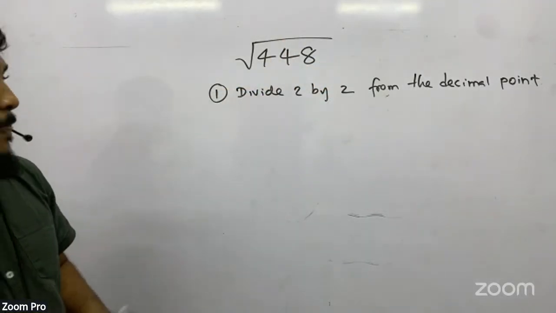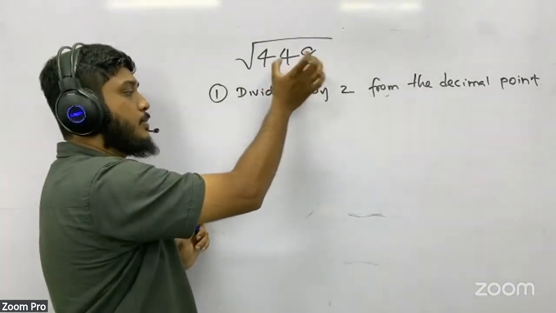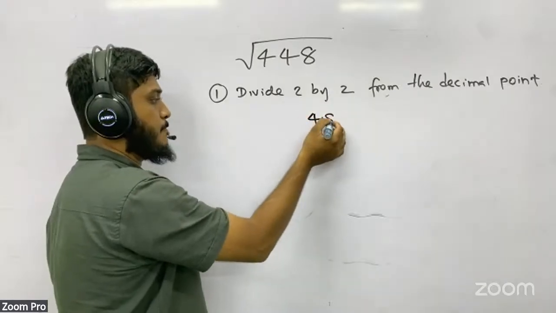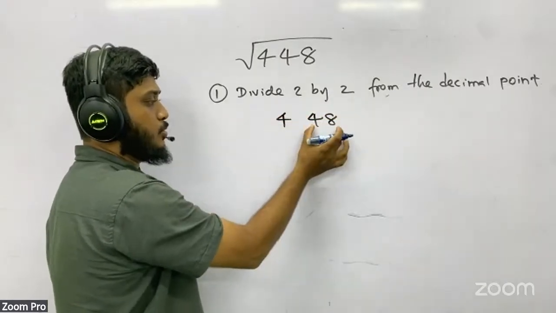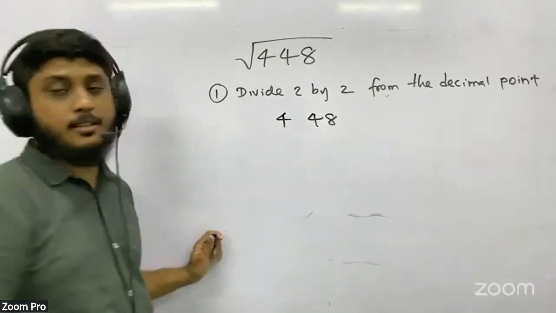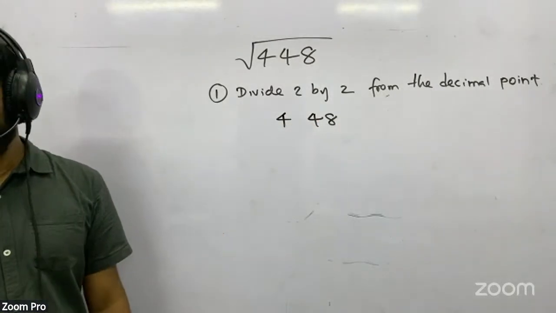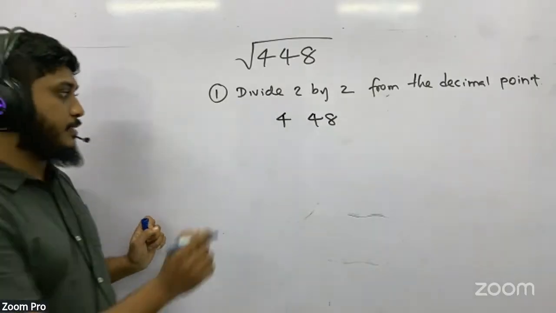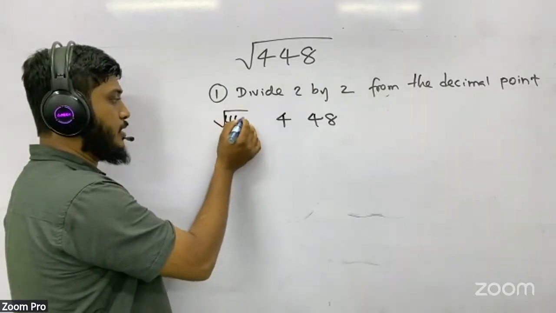Okay, I said divide 2 by 2 from the decimal point. It means now this 448 I have to divide 2 by 2. 2 by 2 means I have to write this 48 together. I have to write 4 here. 2 by 2 from behind. I don't have anyone to write with 4, so there I have to write 4 alone. Clear? First thing is divide by 2. Okay, one example is square root 448, you have to write like this.